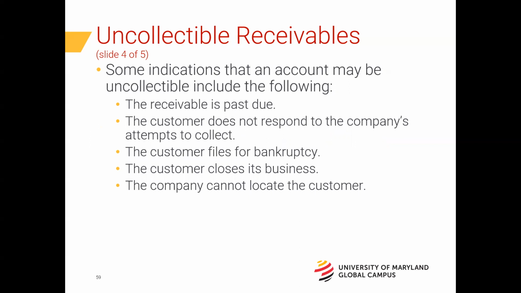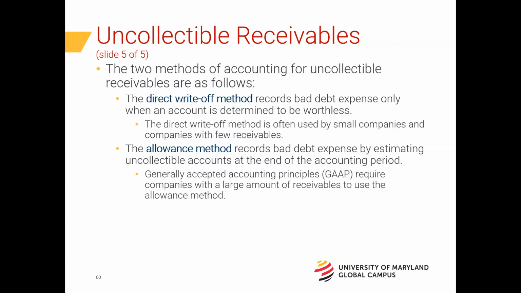When do we have an idea of when something might be uncollectible? When it goes severely past due, obviously. The customer stops responding to the company's attempts. The customer files for bankruptcy. The customer's business closes. The company cannot locate the customer. Various reasons, right?